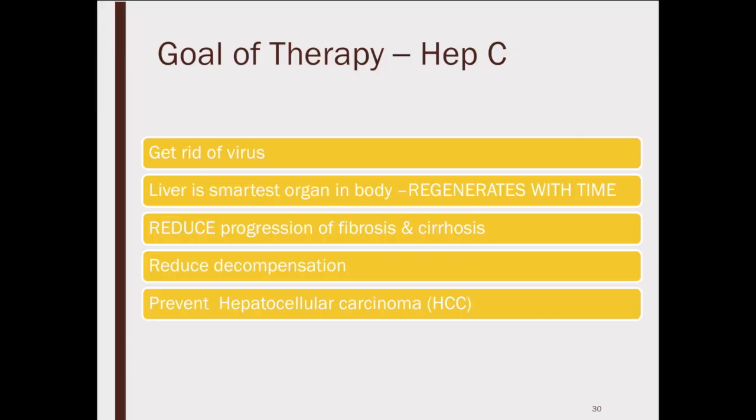So with hepatitis C, what are our goals of therapy? Of course, we want to get rid of the virus. I think it's so cool that the liver regenerates. So if a certain amount of liver damage has occurred, the liver can actually regenerate. We want to make sure that Hep C doesn't progress. We do not want scar tissue forming. Scar tissue turns into fibrosis and we end up with cirrhosis. We don't want to decompensate any further, and again, we want to prevent this hepatocellular carcinoma or liver cancer.